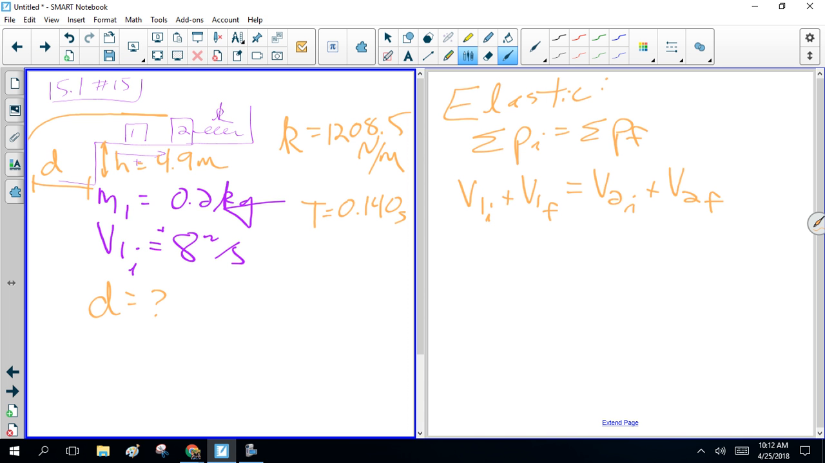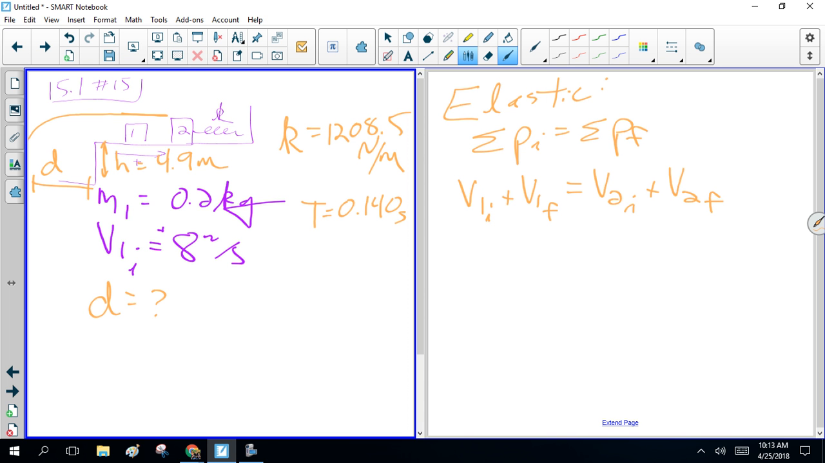It hits 2. 2 does the oscillation, and it hits 1 again. I don't know what 1 does after the collision. We need to figure that out. Because it's an elastic collision, my guess is that it's going to bounce back, but I don't know for sure. Follow? Okay. So that feels like a good place to start: with that collision.